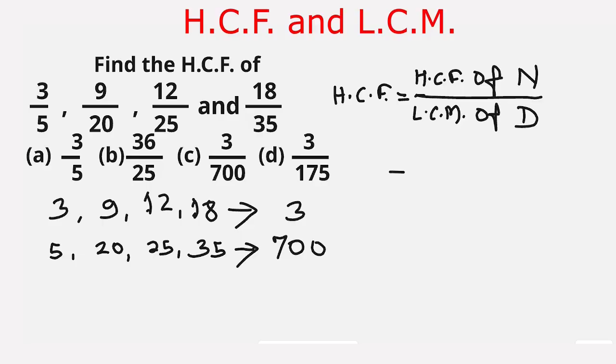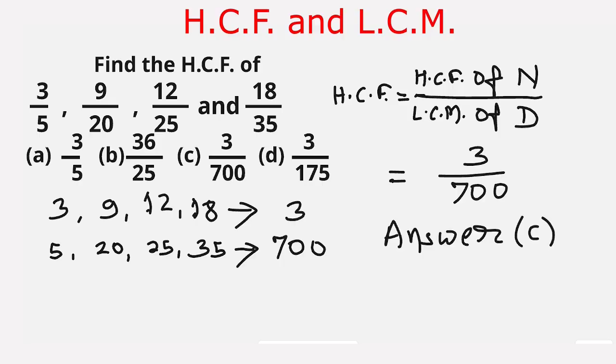Therefore by putting the value we can get the HCF of these numbers. HCF of numerator is 3 and LCM of denominator is 700. And this is our HCF for 3 upon 5, 9 upon 20, 12 upon 25 and 18 upon 35. And from the given options, our answer is option C, 3 upon 700. I hope you have understood the method of solving such type of questions. We go to the next question.